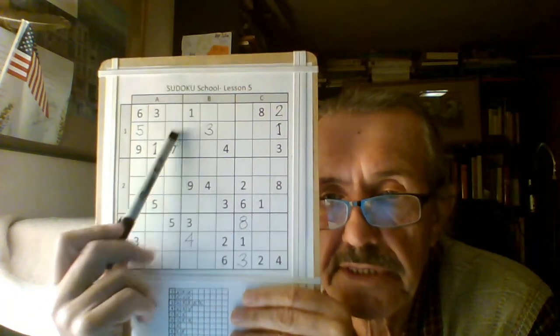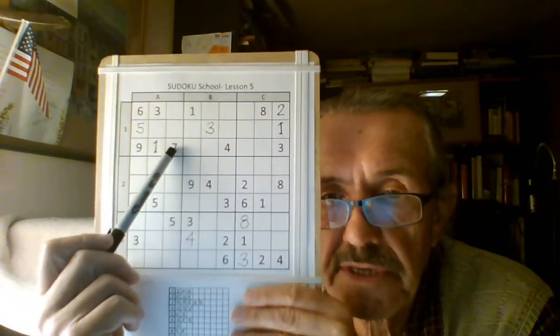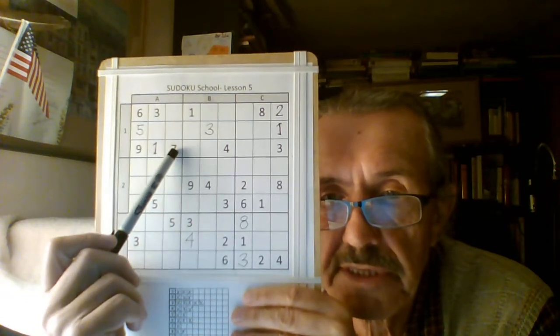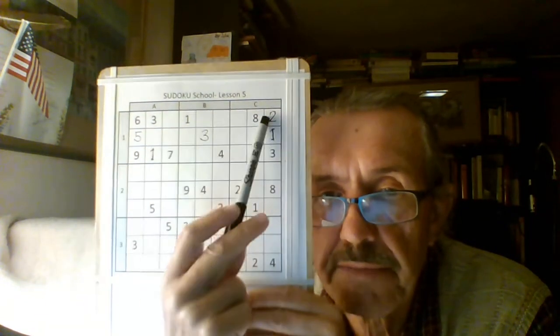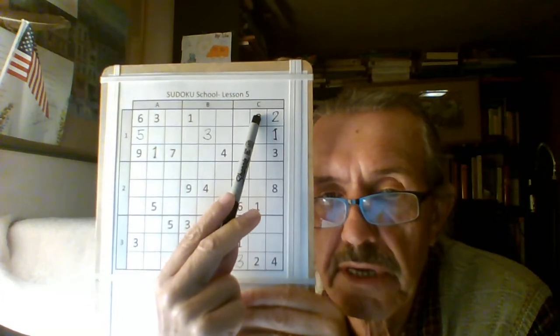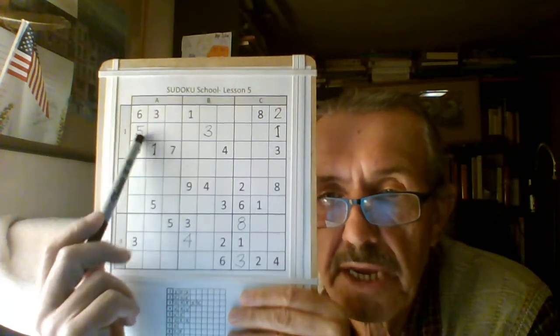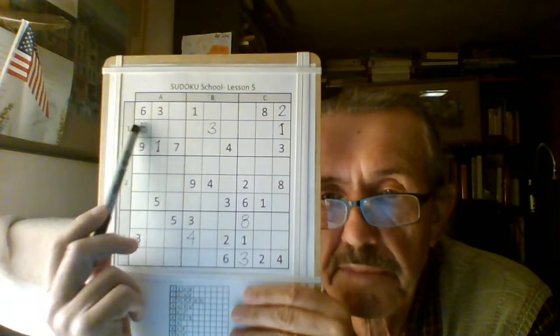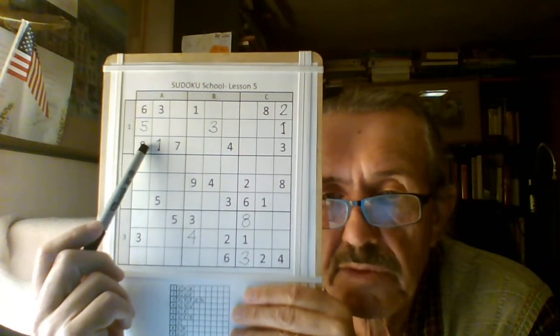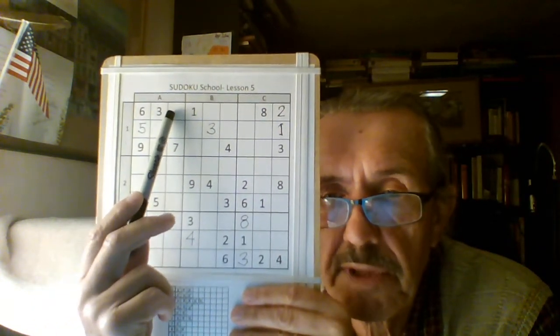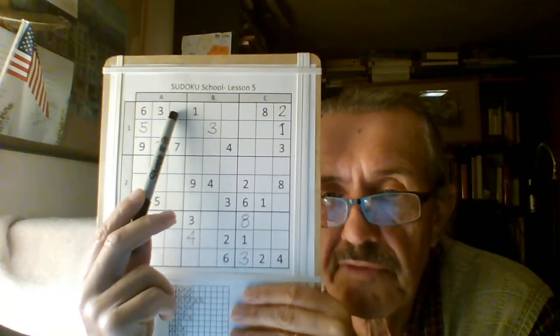6 already exists in this square. 7 already exists in this square. 8 is eliminated because it already exists in this row. And 9 is eliminated because it already exists in this square. There is one available number in this location, number 4.